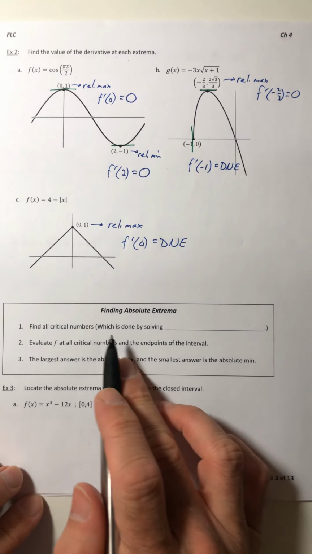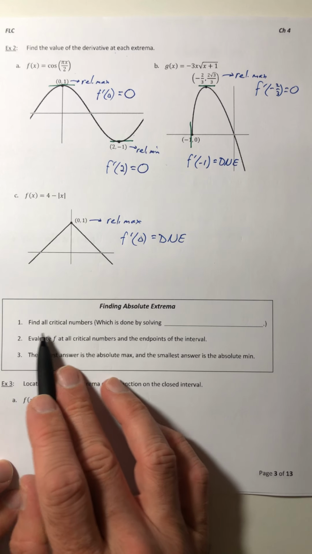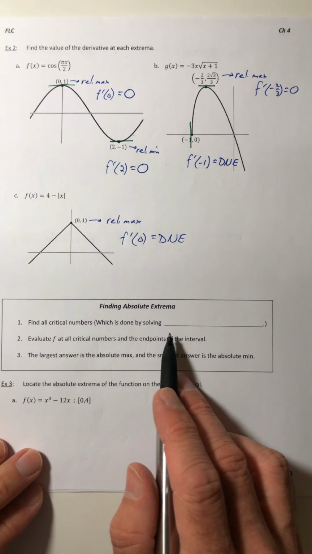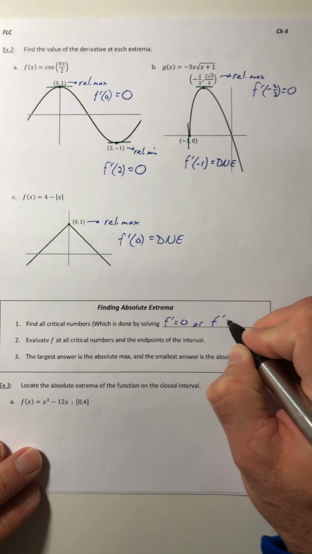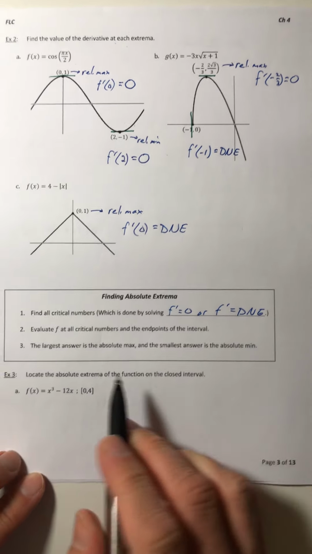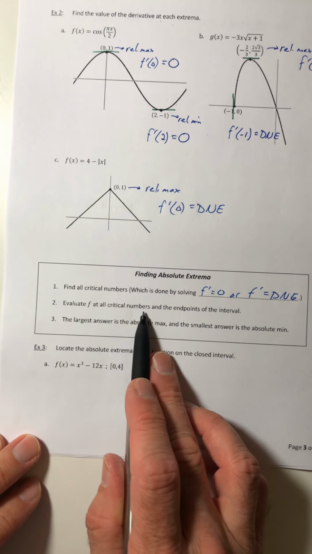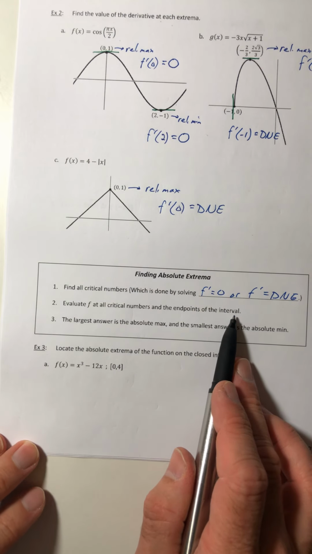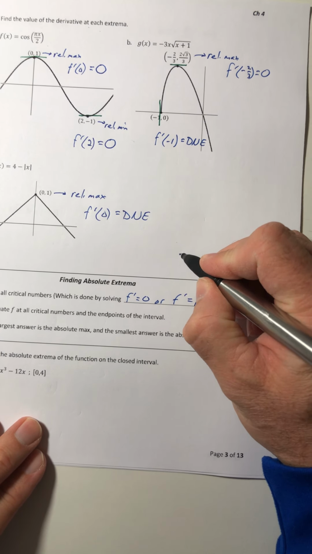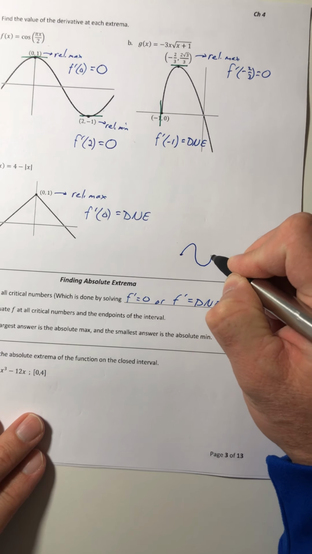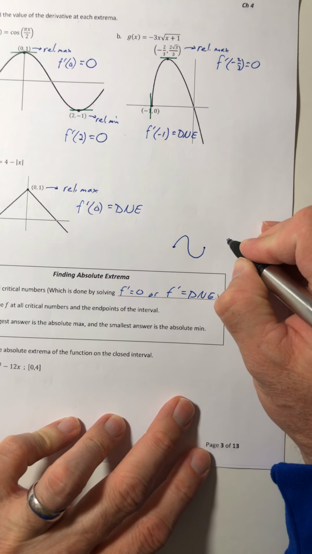All right, let's look at absolute extrema and how to find them. So for absolute extrema, step one is you want to find all your critical numbers, which is done by solving either the derivative equal to zero or the derivative being undefined, or where it does not exist. Two, so once you find those, step two, evaluate the function at all critical numbers and the endpoints of the interval. Because sometimes absolute extrema can occur in between the intervals, so like here and here, but sometimes it's the endpoints themselves.